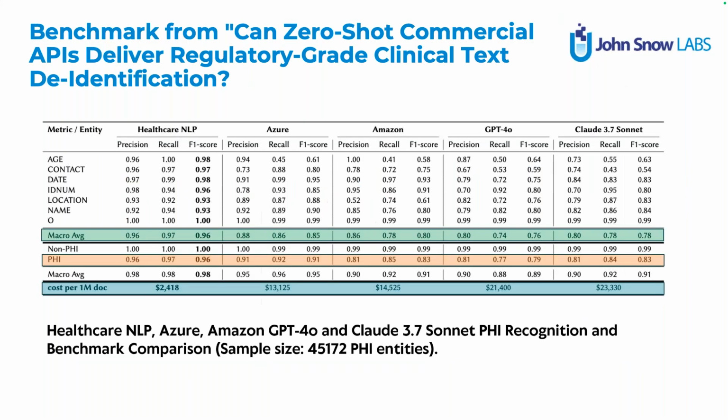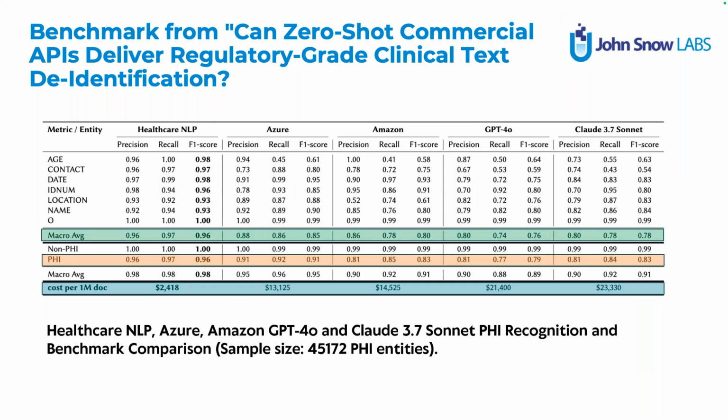This is a benchmark from "Can zero-shot commercial APIs deliver regulatory-grade clinical text de-identification?" This detailed benchmark highlights the critical differences in PHI recognition performance across various platforms, specifically addressing whether zero-shot commercial APIs can meet regulatory-grade standards for clinical text de-identification. As you can see, our healthcare NLP solution consistently achieves superior F1 scores across all entity types, frequently reaching 0.98 and even 1 for a category like age.